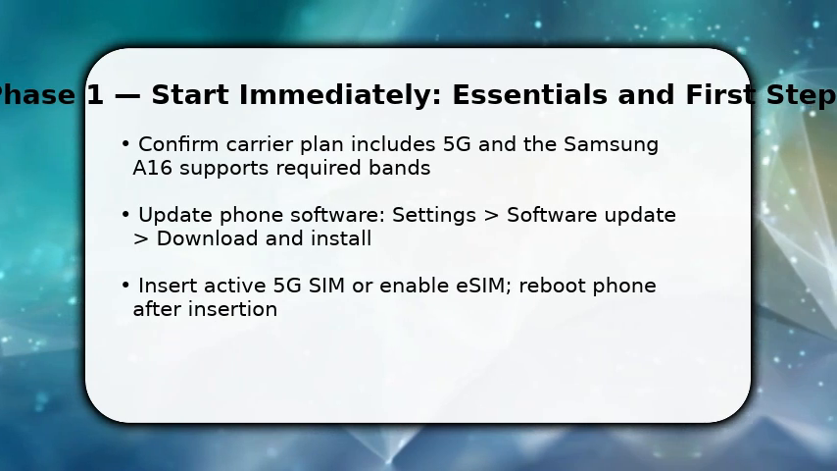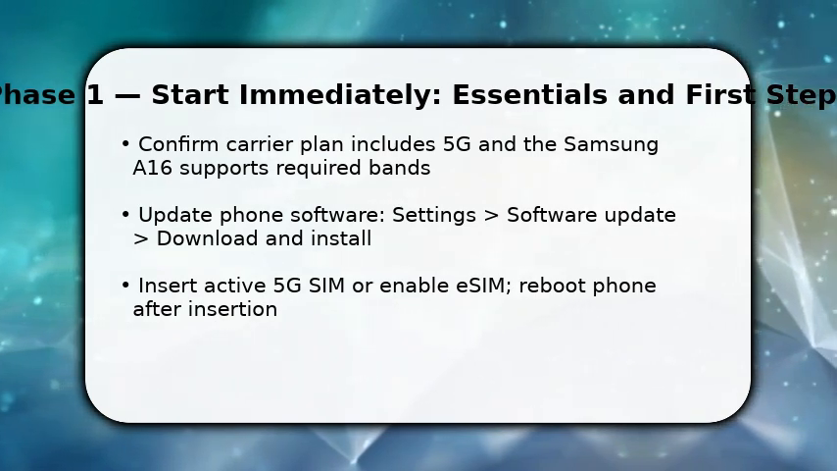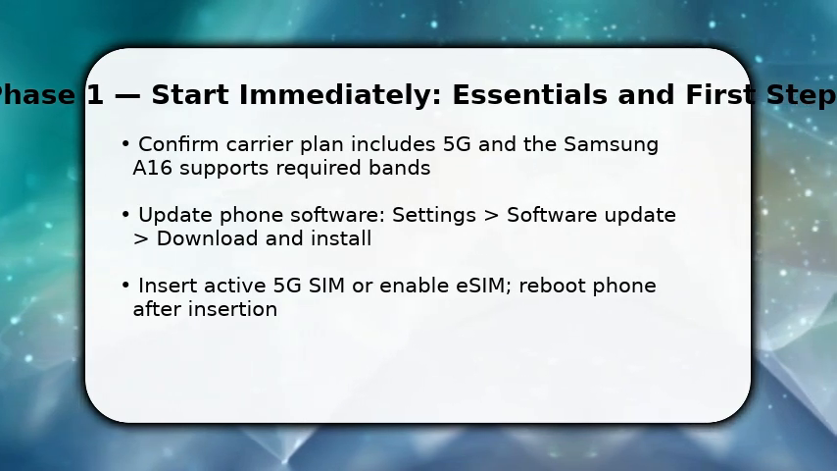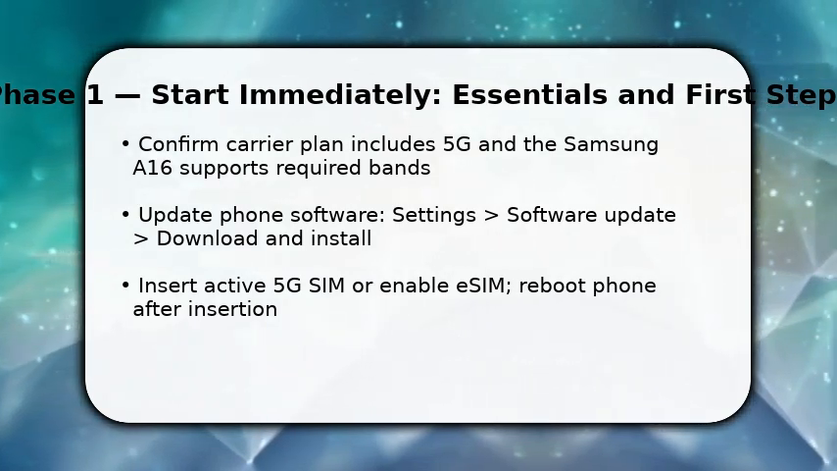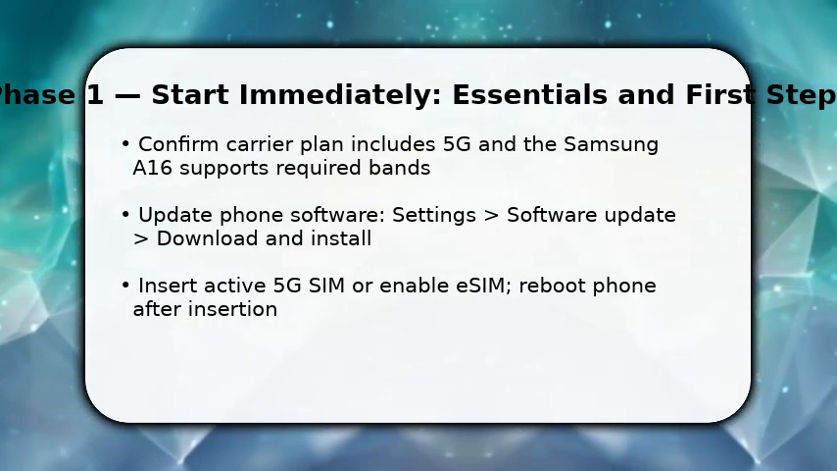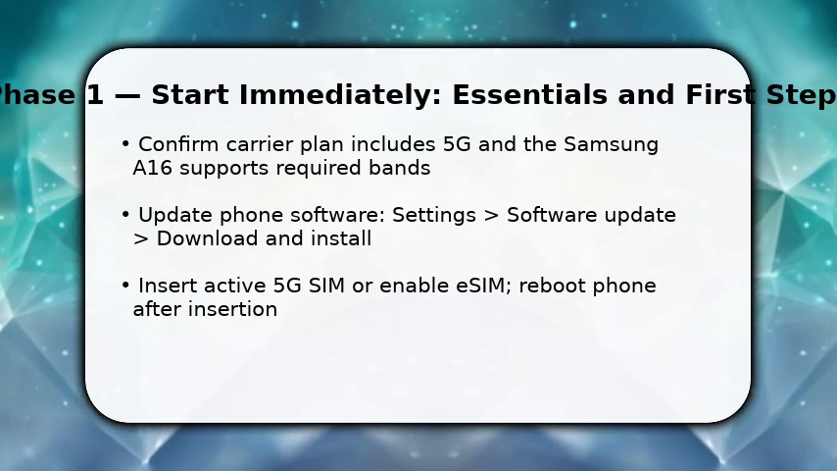This unlocks network optimizations. Insert the 5G SIM or activate your eSIM profile, then reboot the phone to register on the network. You're doing these steps now, so the device can negotiate bands and avoid roaming on slower networks.